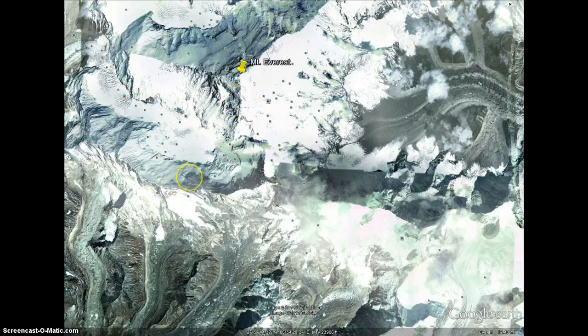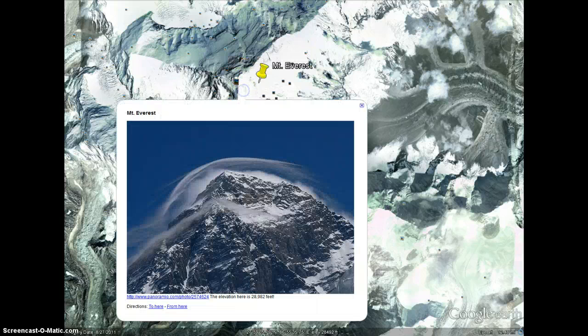Well, this mountain is even more difficult to climb than the mountains in Utah because this is the largest or tallest mountain in the world. So, to show you just how tall, this is the peak of Mount Everest. Here's a picture of it. It's very steep. And there's a little note that says the elevation here is 28,982 feet. Wow.